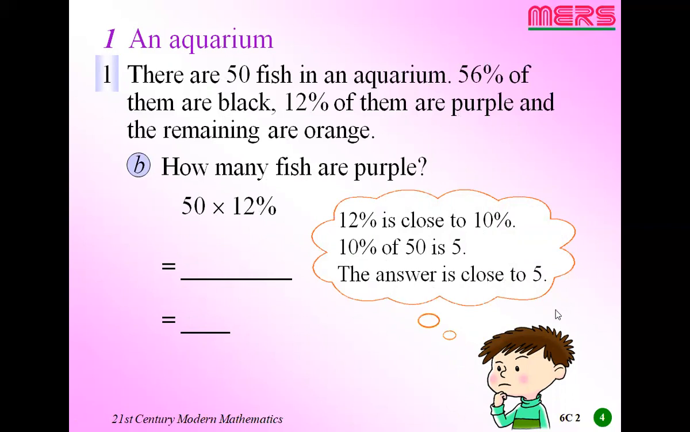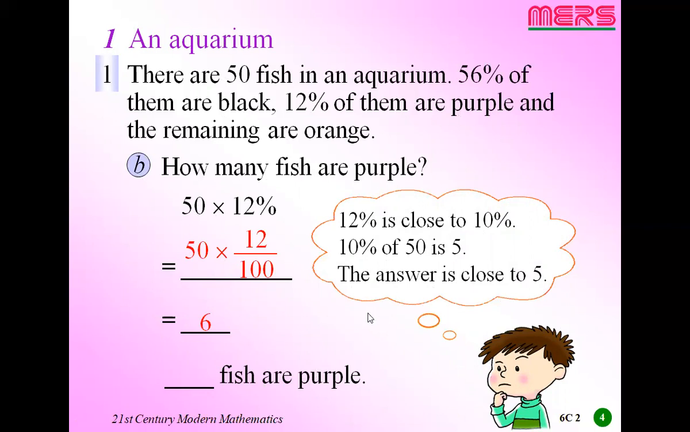If you got something more than 5, like way more than 5, or you got 0, for example, then you know that you got a wrong answer. You need to do the calculation again. Okay, so the next step, as usual, change the percentage to fraction. So you see, do the simplification, and then you got the answer, 6. Don't forget the statement, 6 fish are purple.